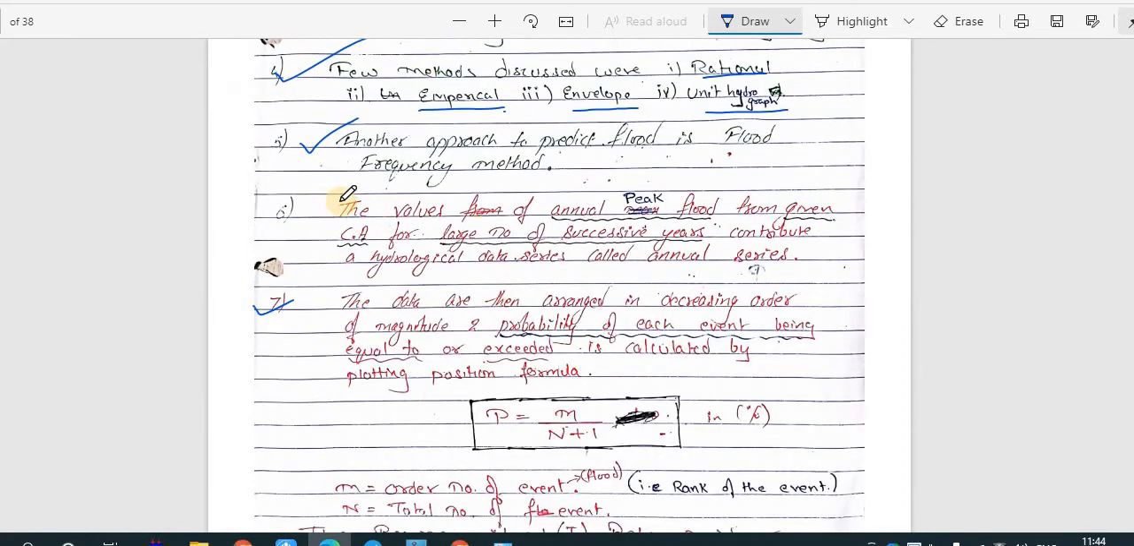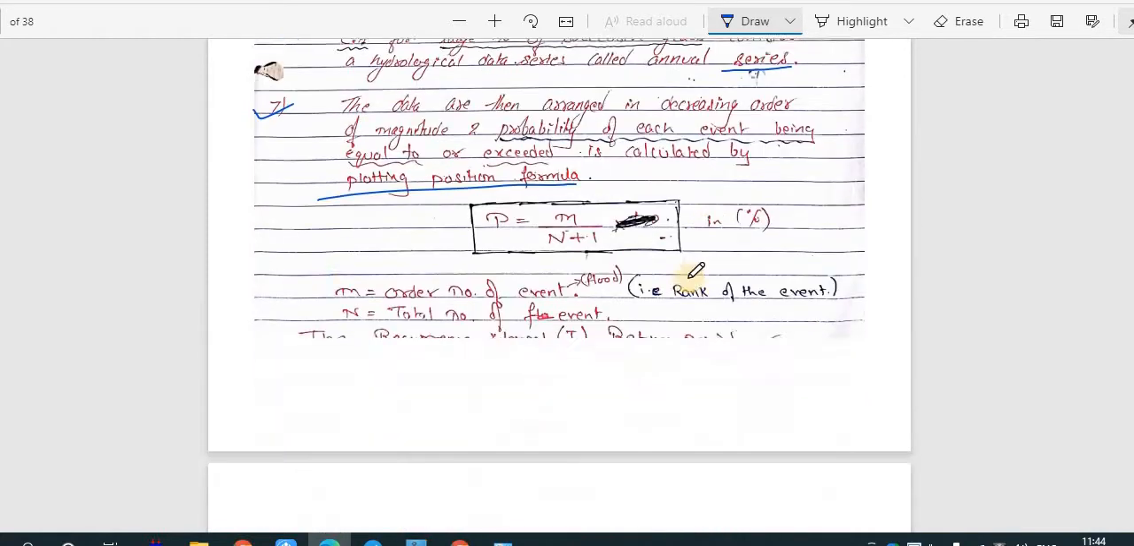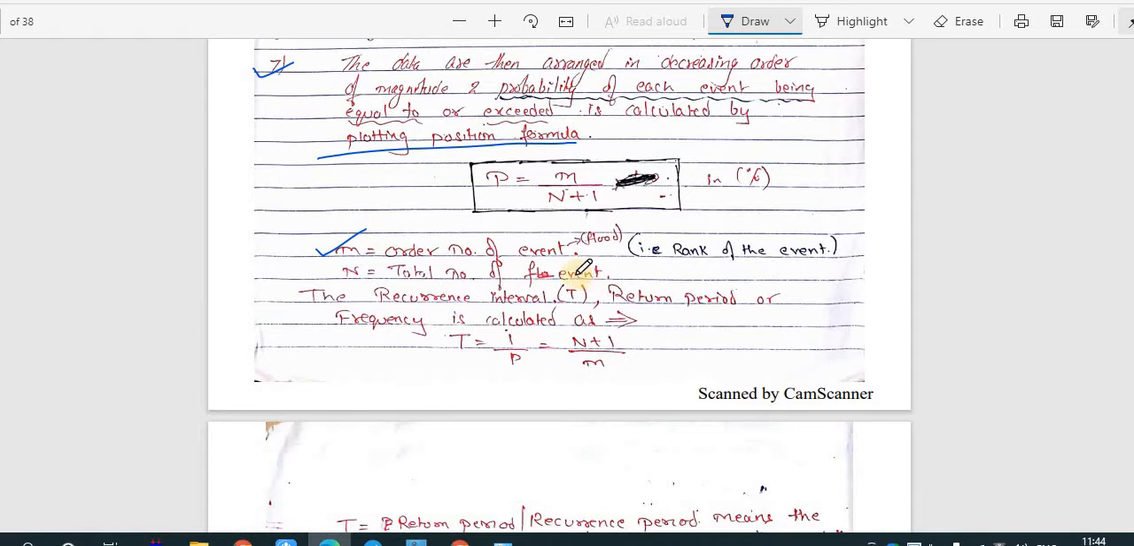Okay, the values of annual peak flood flow from a given catchment area for a large number of successive years constitute a hydrological data series called the annual series. Okay, the data are then arranged in decreasing order of magnitude, and the probability of each event being equaled or exceeded is calculated using the following formula. So this formula is basically used: P equals M divided by N plus 1. Generally it is used in percentage, where M is the order number of the event, and N is the total number of events.